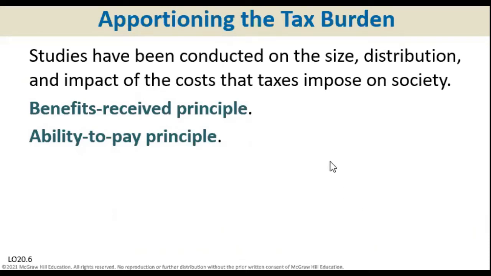However, the principle becomes much more difficult to apply to things like public education, for instance, the defense, right? So imposing taxes based on the ability to pay principle means that the taxes are based upon a person's ability to pay, basically a person's income. So the wealthier individual with a greater income, right?